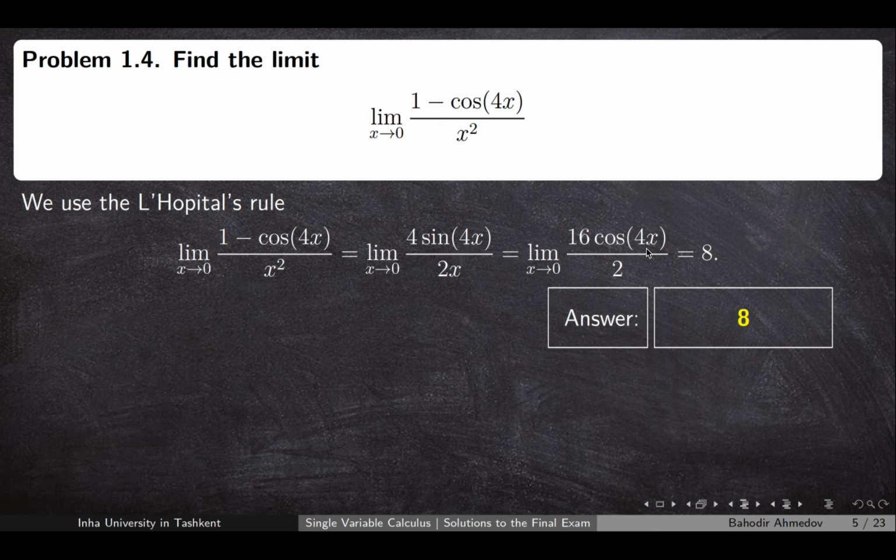Now if I evaluate the limit, the cosine of 4x is going to be cosine of 0 if I substitute x equal to 0, and I will have 16 over 2, which is simply 8.